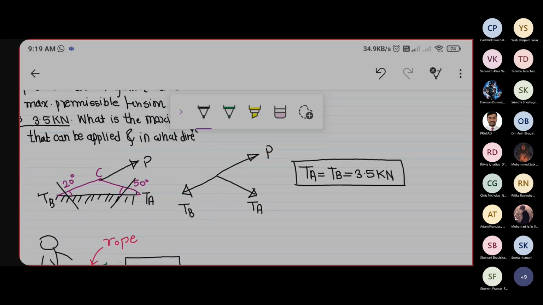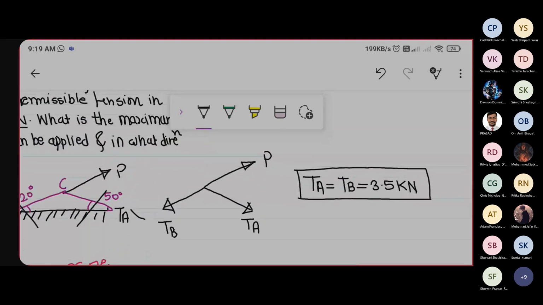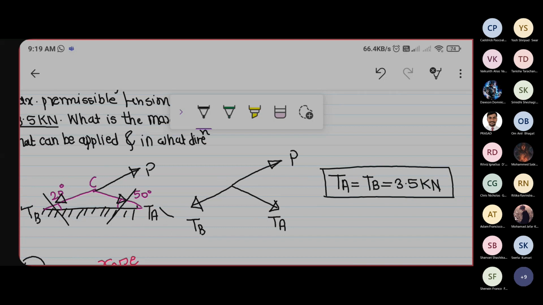That is given. How did we get it? First of all, how do we cut this rope? We need a free body diagram, or we need this rope without any support. So what can this rope do? A rope can only pull. So this rope can pull in this direction, and this rope can pull in this direction. So we draw the line diagram. Now we have all forces.